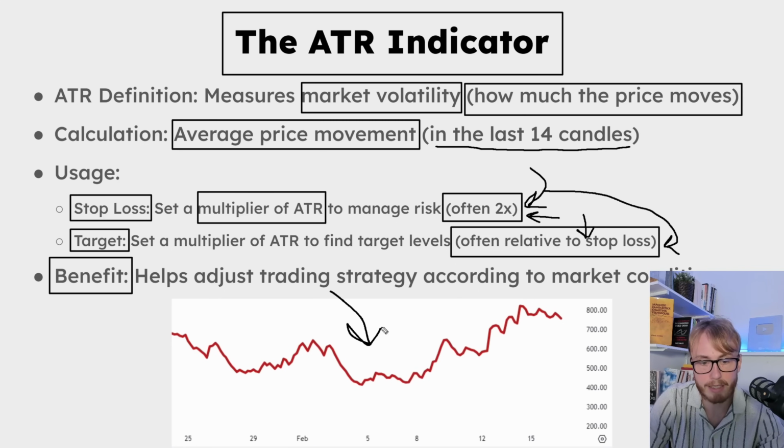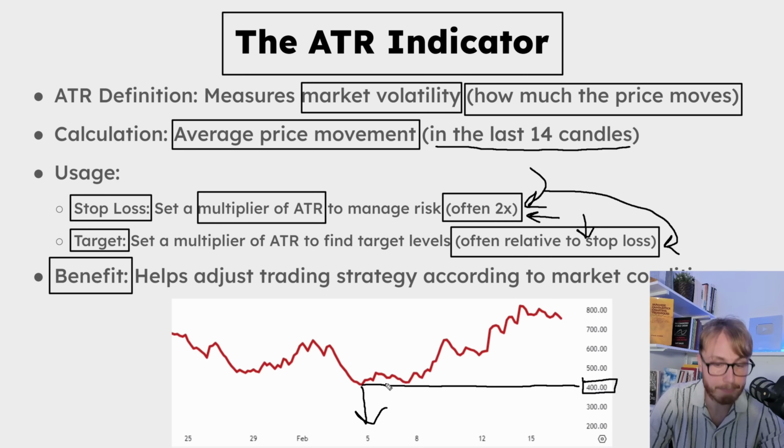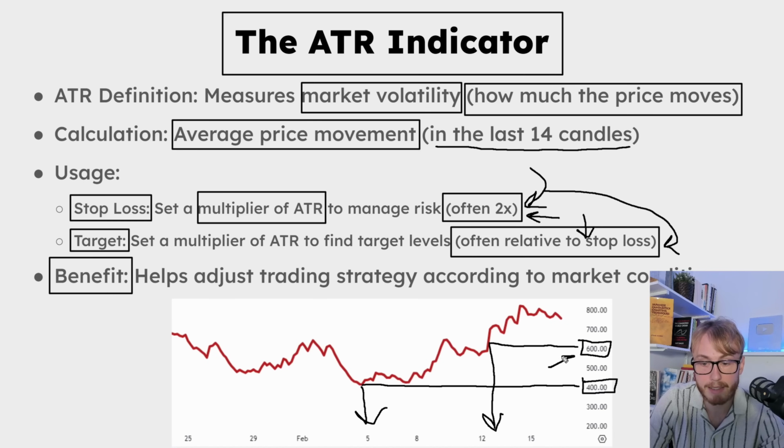So for example, right here we have an ATR indicator. It's just a simple line. And how you read this ATR is basically, if you take a look at right here, we can see that it says 400. This means that at this point, the price moved by 400 on average over the last 14 days. And if you read the ATR at this point right here, we can see that it says 600. So at this point, the price moved by 600 on average, and so on and so on.